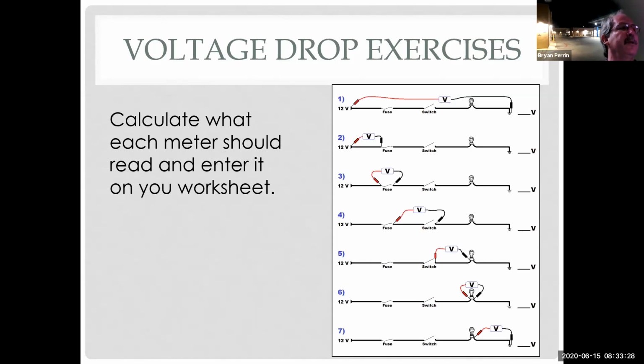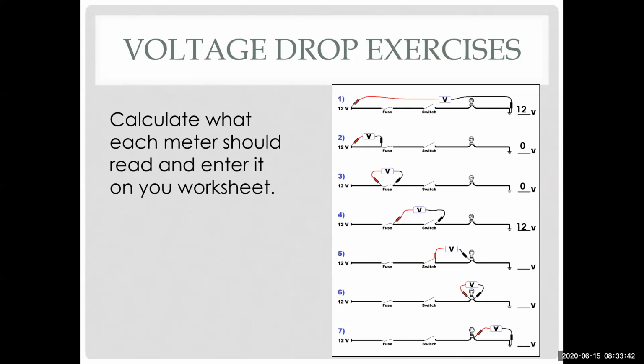Okay, so the first one is 12. What's the second one? 0. Third one? 0. Fourth one? 12. Fifth one? 0, right? Because they're electrically the same between here and here because the switch is open. We dropped all of our voltage across our open switch, so that would have to be 0.